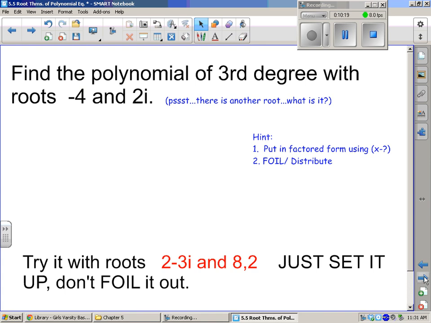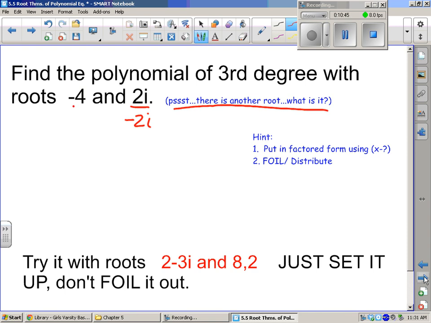Now what about this, when they ask us to find the polynomial? That means find out what the equation is. What we have to do is set it up with the parentheses and then FOIL it out. So right here I have a complex number and I have to find the other root. Here's a clue for you. What's the other root? Well, this one's positive, so we have a negative 2i. Now wait a minute, how come you didn't do it for the negative 4?